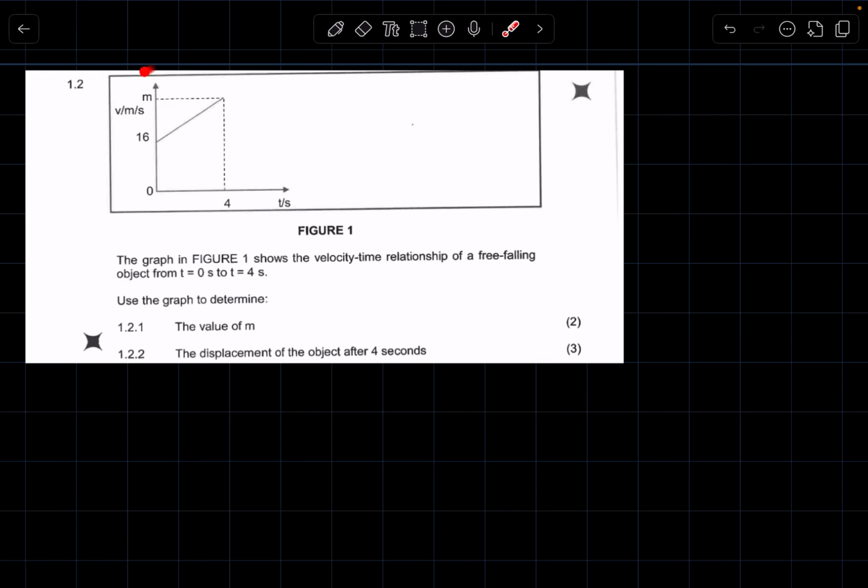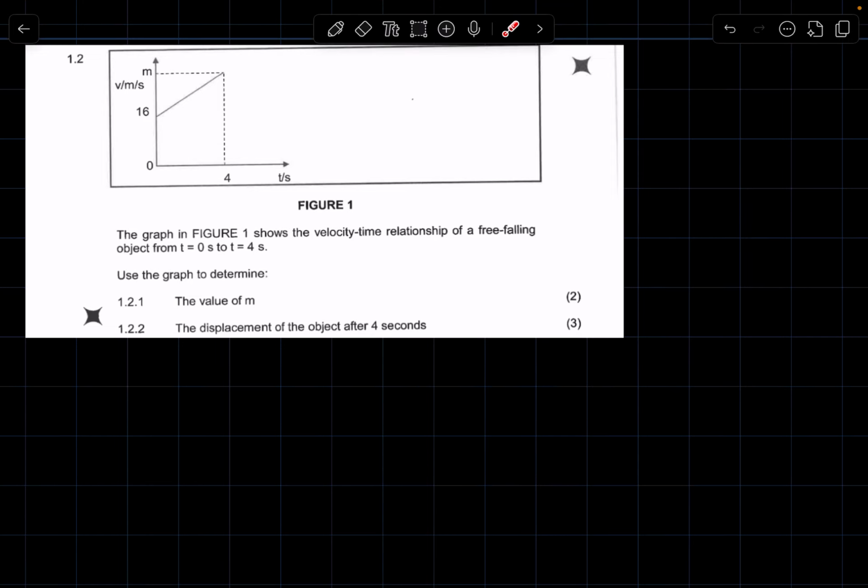Now, the question has a graph, right? The vertical plane represents the velocity in meters per second. The horizontal plane represents time in seconds, right? If you look at this graph, it is exactly similar to the one that we used to derive the equations of motion, right? Now, before we discuss the graph, let us first look at the problem statement for context, right? Problem statement reads as follows.